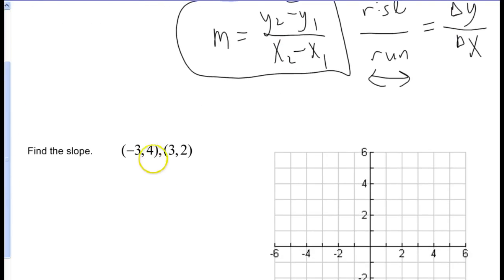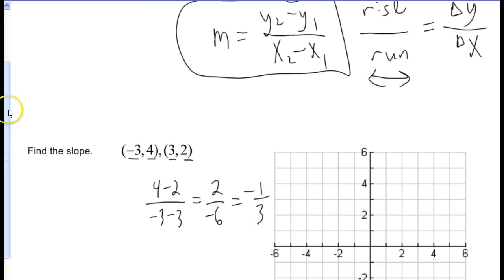So you take your y values first: 4 minus 2, over, go in the same order, negative 3 minus 3. And you get 2 over negative 6. And if we simplify that, we get negative 1/3. And so that's our slope.